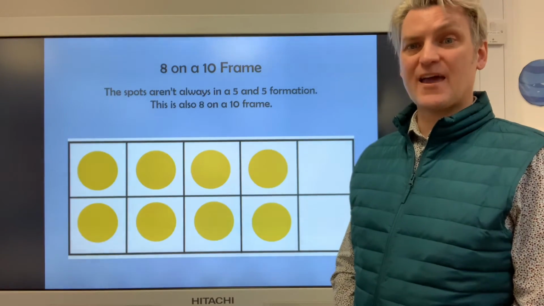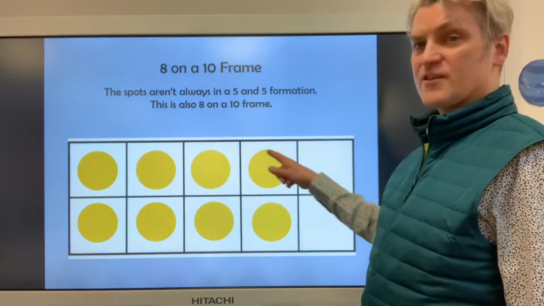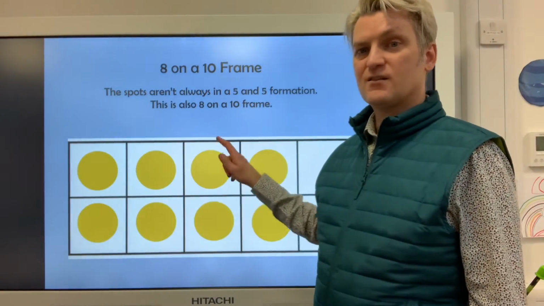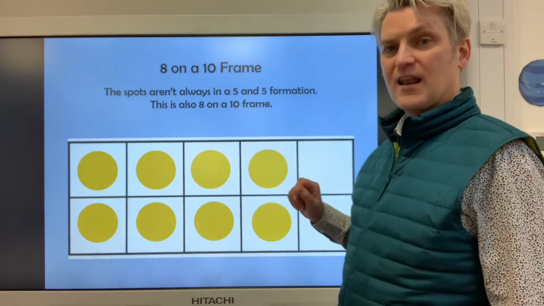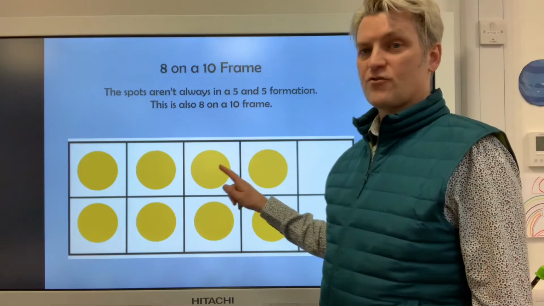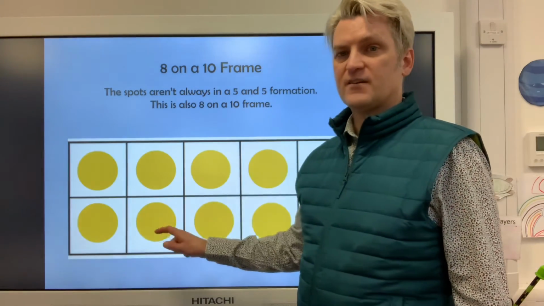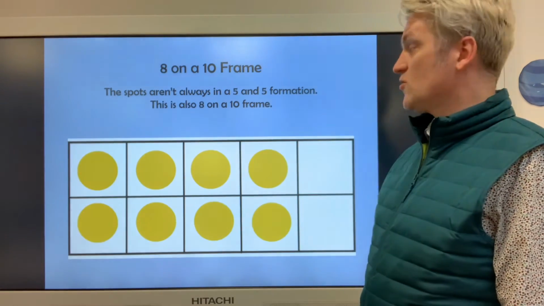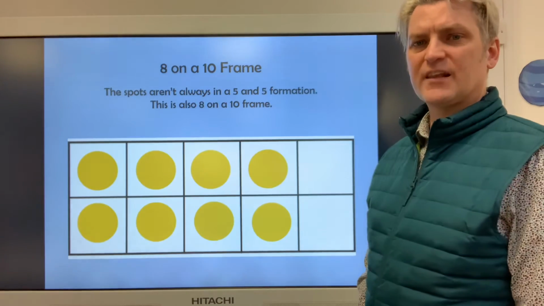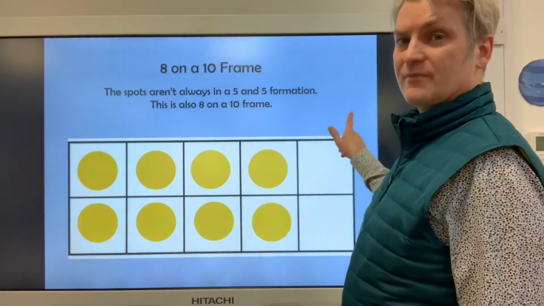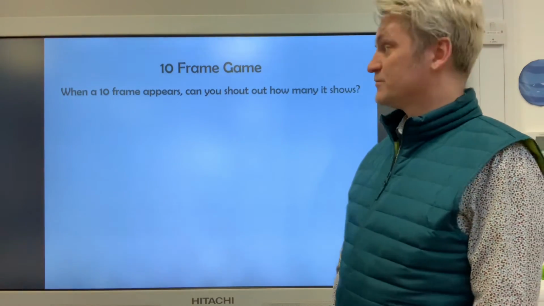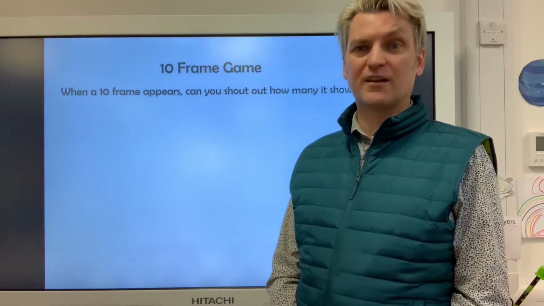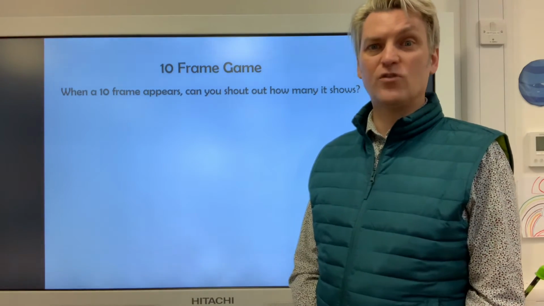And here is the number 8. Again, we've not filled in this row, but they've all been paired up. 1 pair, 2 pairs, 3 pairs, 4 pairs. Let's count them. 1, 2, 3, 4, 5, 6, 7, 8. So this is 8 on the 10 frame, but it just looks a little bit different. Now, I'm going to try and show you some different 10 frames, but all the counters have been muddled up a little bit. And I wonder, can you spot what number they are showing?